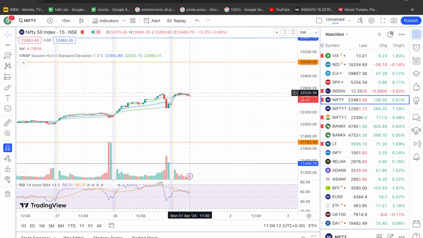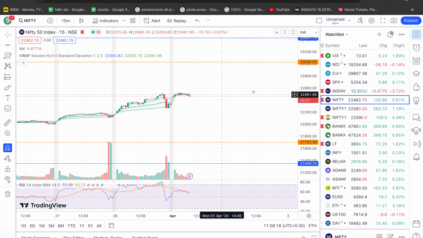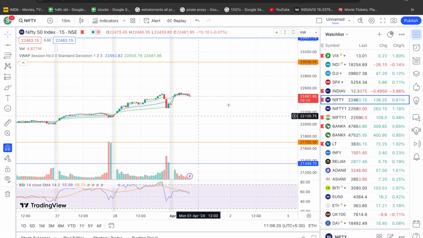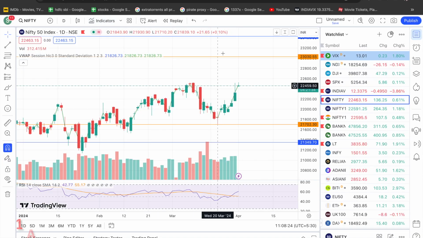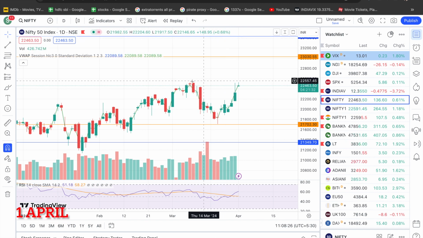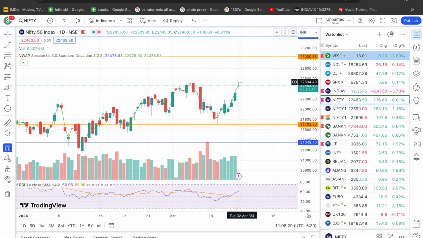Hello everyone, we are back. So this is the same day. This is 1st of April, Monday, and we are at 11:08 a.m. The India VIX is falling down, but the market is looking weak. What we can do is we can reduce the upper break even. Okay. So here we can see this is the high point, and it is getting rejected at the high point and it's trying to go down.